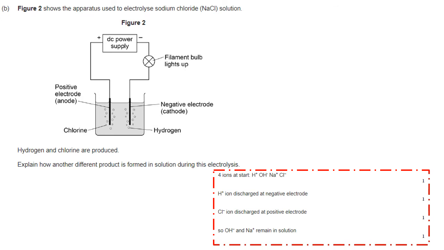So, you state what ions are present at the start. These are H+, OH-, Na+, Cl-. That's going to get you 1 mark. You then want to say the hydrogen is discharged at the negative electrode and the chlorine at the positive electrode. Perfect, you've got yourself 3 marks there. That leaves behind in our solution an OH- and an Na+. So we're getting left behind with a sodium hydroxide solution.